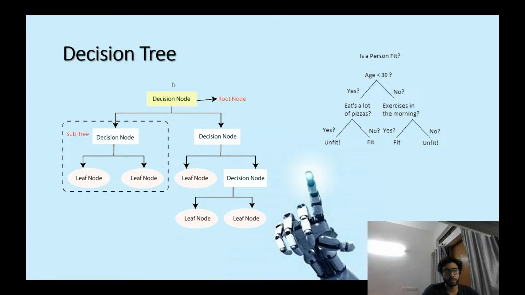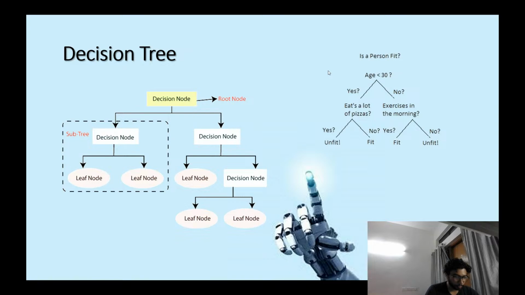For example, it could be used for any real life problem. If you want to determine whether a person is fit or not, you have to check whether the age is less than 30. If yes, then you have to check whether he eats a lot of pizzas. If yes, then he's unfit, and if no, then he's fit, right? This is one of the basic examples.